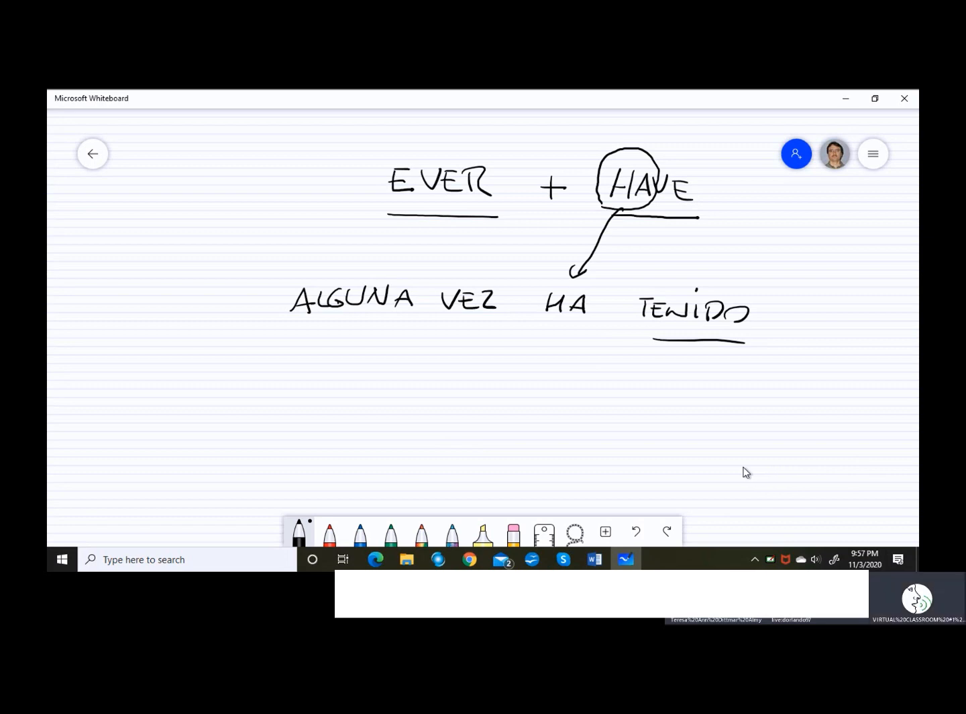So, Terry, que sepa yo, no, siempre he gozado de buena salud. Not that I know of. I've always enjoyed good health. Very good. And David, have you been vaccinated against tetanus, measles, and smallpox?